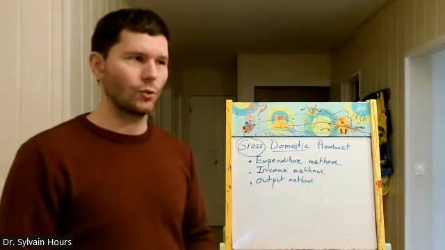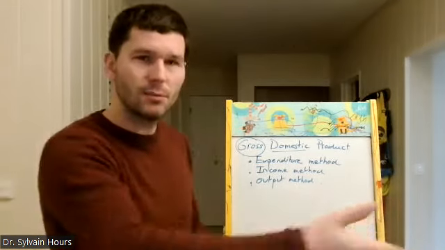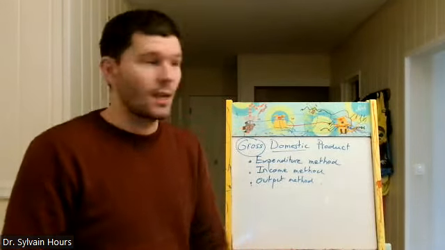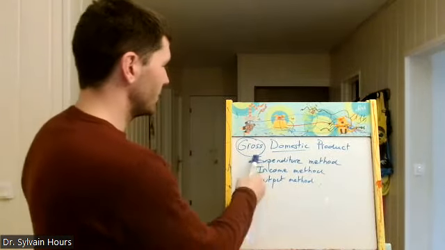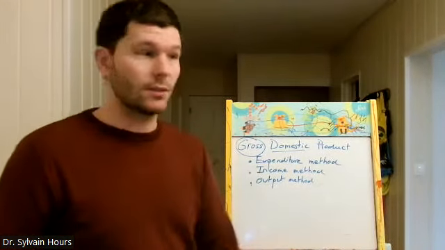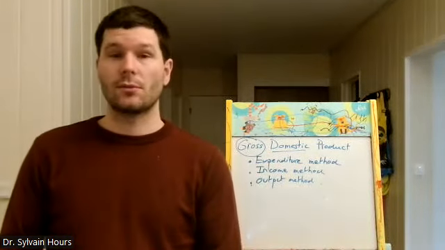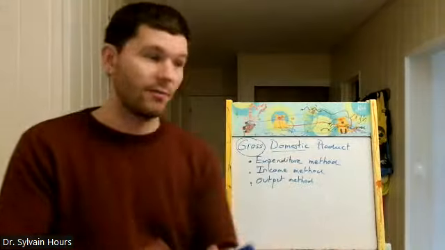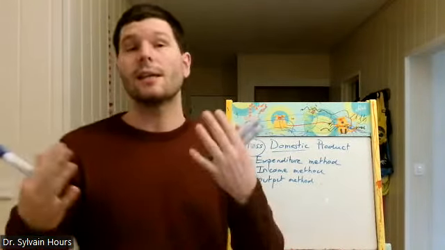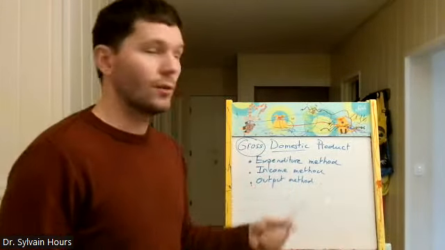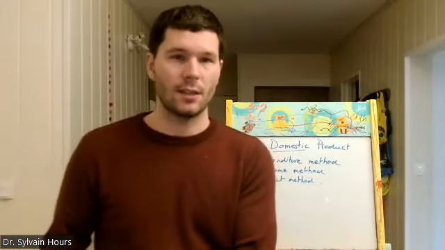That's the output method. So we don't really look at how much has been spent, but basically how much has been produced. And of course, these two methods are equivalent because the total market value of what has been produced is exactly the same as the amount of money that has been spent in the economy.